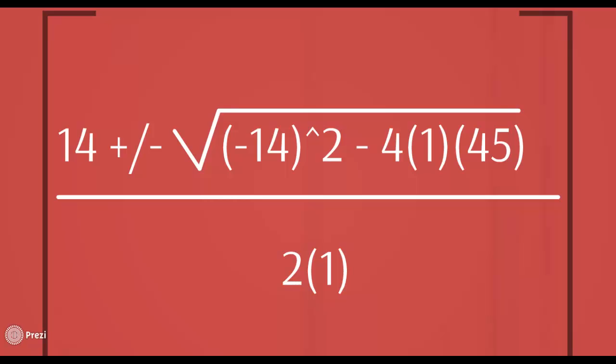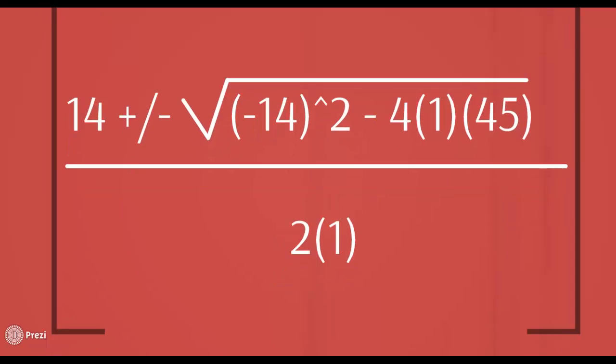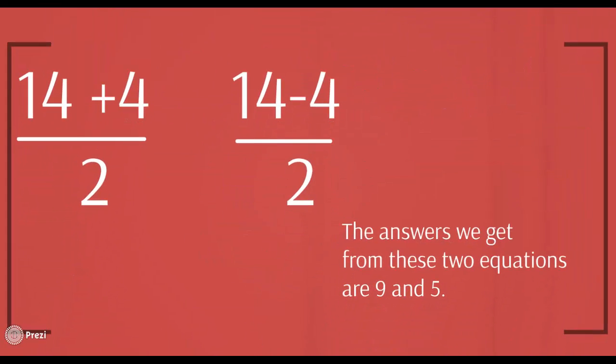Now if you simplify everything, you will get 14 plus 4 over 2 and 14 minus 4 over 2. So basically 18 over 2 and 10 over 2. So basically the answers we can get from these two equations are 9 and 5.